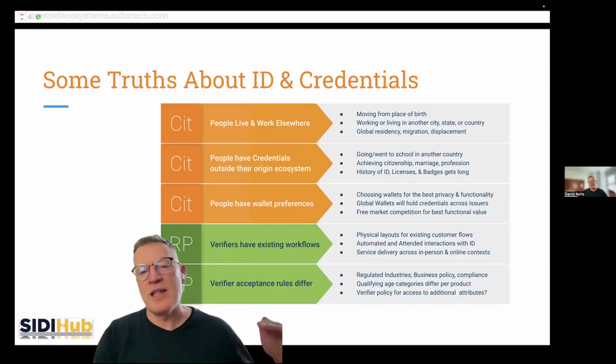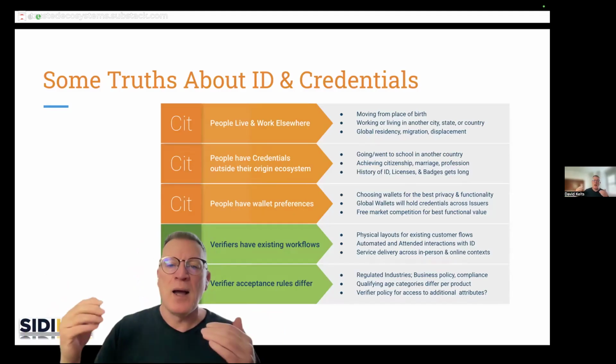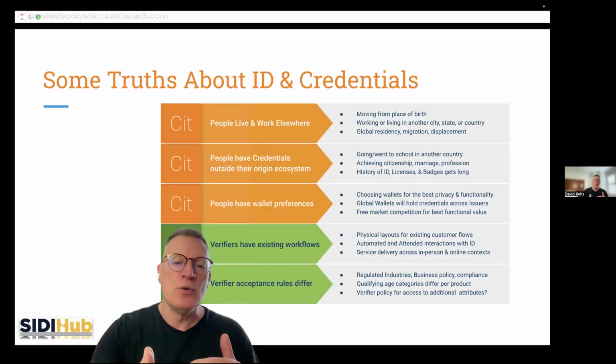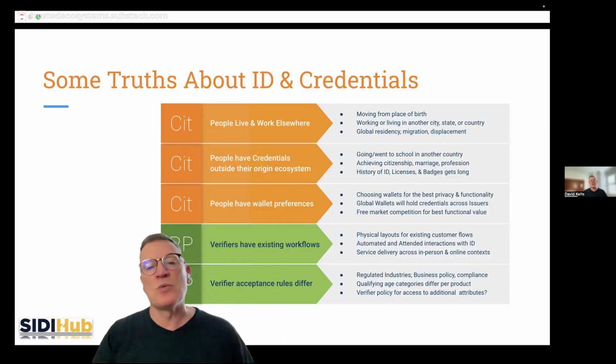Then on the relying party side, they have existing workflows and they're trying to fit their customer flows across these different service delivery channels and contexts. They're trying to fit these new credentials into what they're doing now, or perhaps offer new workflows. But those do exist, and along with those, there are different acceptance rules.